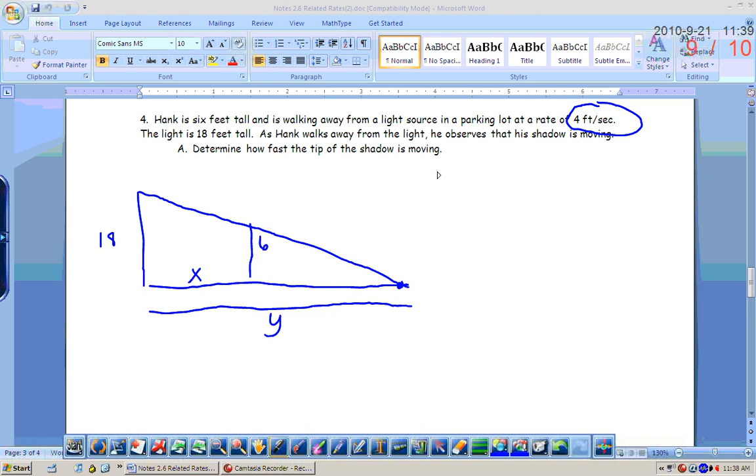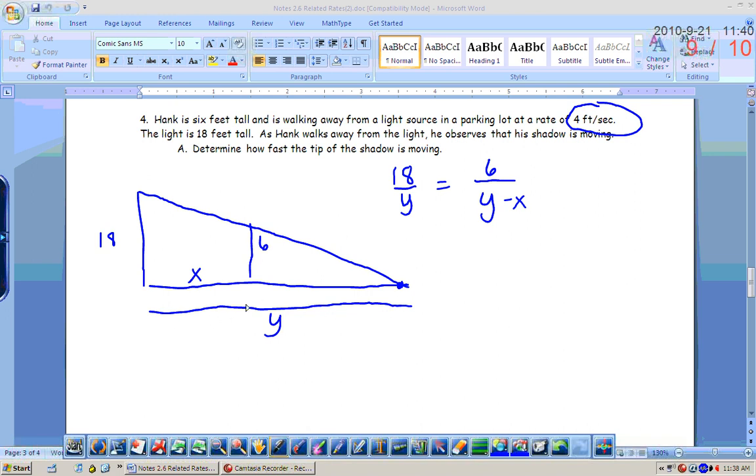I have two similar triangles here. Okay. 18 over y equals 6 over y minus x. Because I've got the big triangle right here where 18 is the height and the base is y. And then I've got this little triangle where the height is 6, but the length of the base is y minus x.